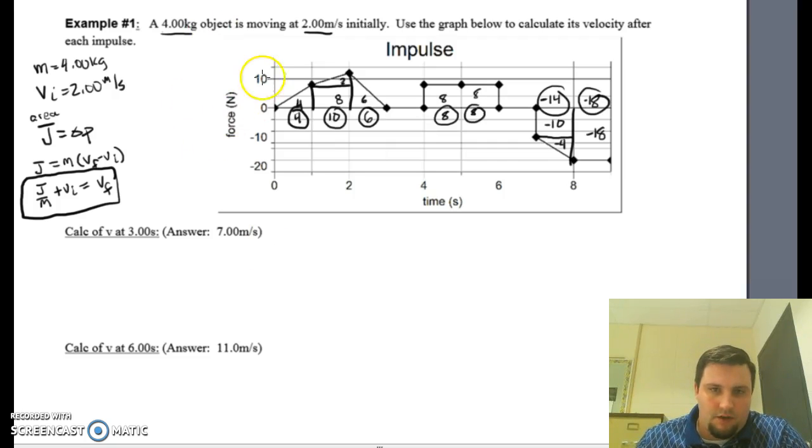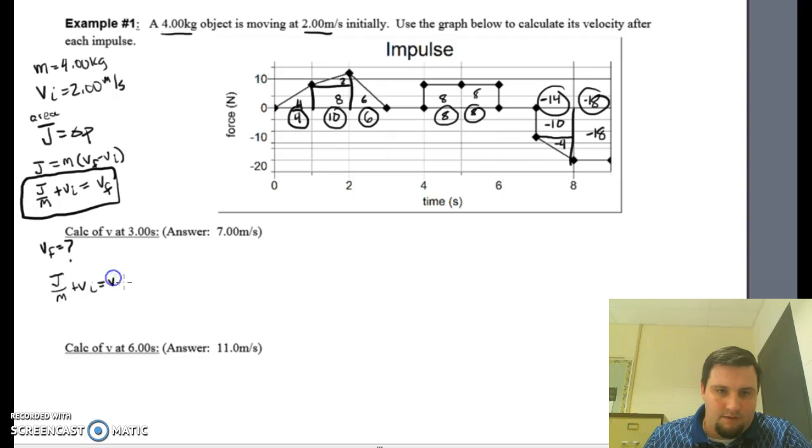Alright, go ahead and check your areas with mine, so make sure they all match up there. So calculate the final velocity at 3 seconds, is what we're finding here. Okay, if our initial velocity is 2. So we go ahead and use this equation here, that the impulse over mass plus the initial velocity is equal to the final velocity. So let's find the impulse for the first 3 seconds.